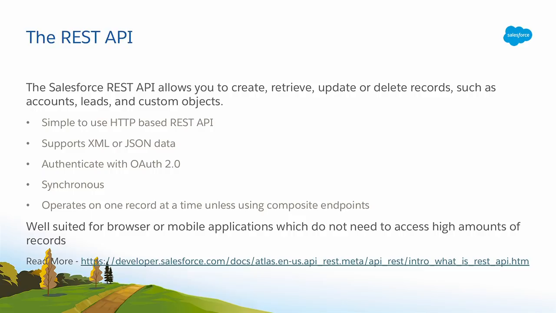Okay, so REST versus SOAP, that's great. What does that mean for Salesforce? So the Salesforce REST API provides an HTTP-based REST API for interacting with your data on Sales Cloud. We support XML and JSON data formats. As we touched on earlier on, authentication is performed using OAuth 2 with all of the flows that we previously covered. It's a synchronous API, and typically it's going to operate on one record at a time, which is very, very common with REST. But as we'll be covering later on in this session, you can actually do more complex operations with the Salesforce REST API. Now, the REST API is really well suited for mobile or browser-based applications where you're not performing operations on a very large number of records.